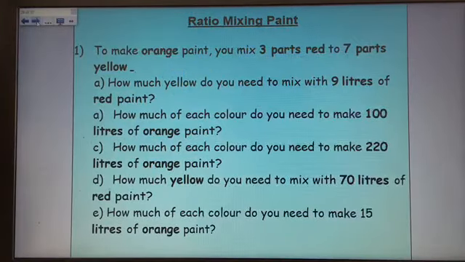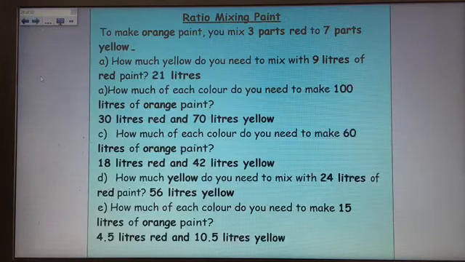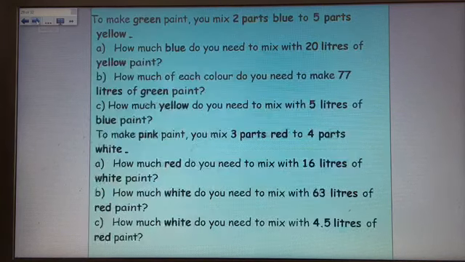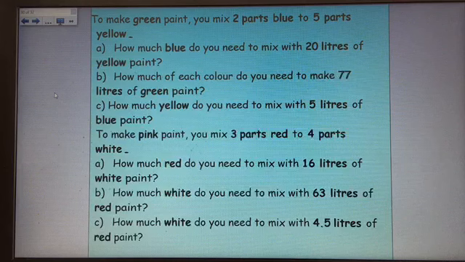So here we go then with your first lot of questions. So press pause to crack this on your own. And here's the answers. So press pause to mark it. And next lot of questions, press pause to crack this on your own. And here's the answers.